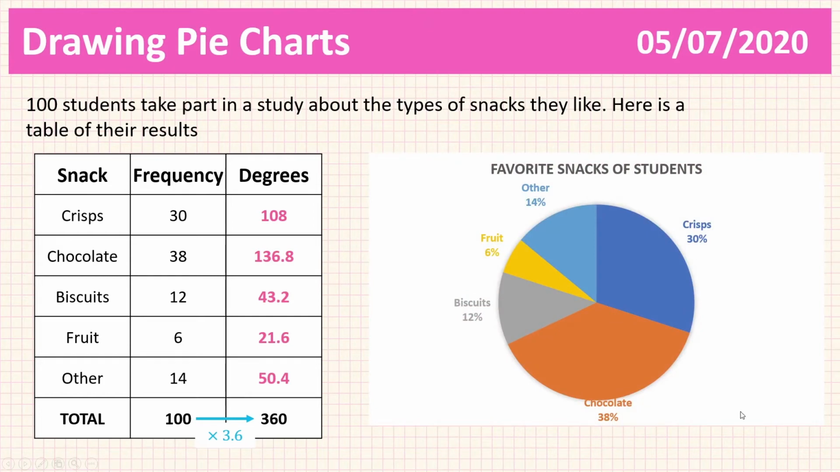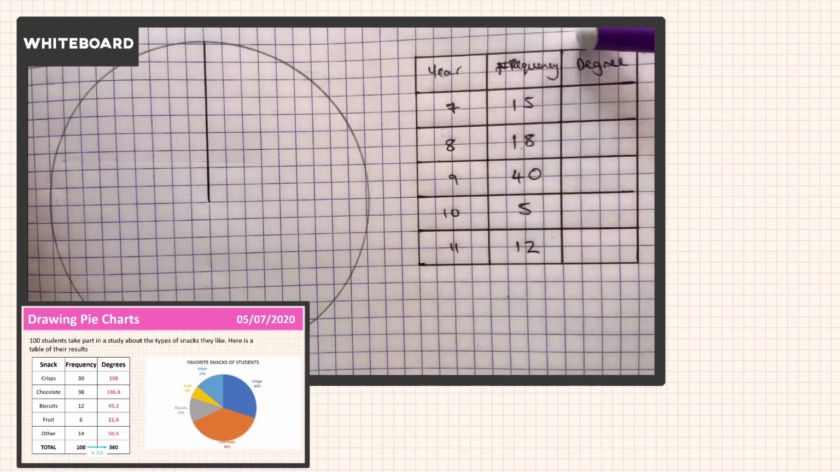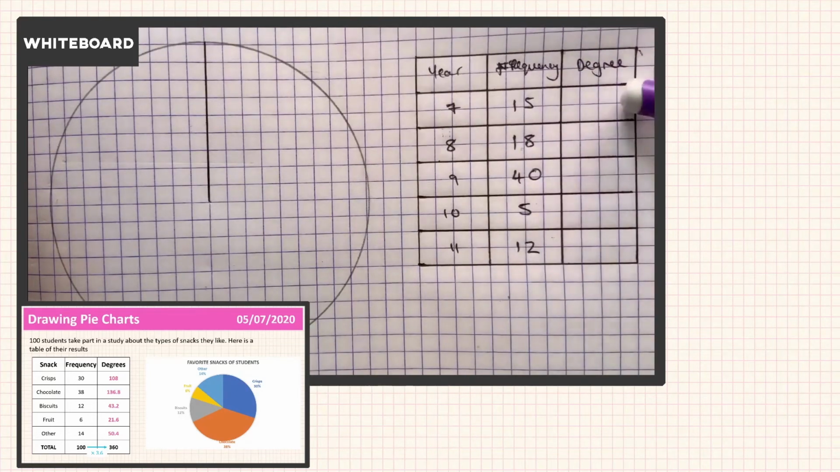Okay, so before we finish off, we're going to put all of our skills together. So being able to find the degrees, and then we're going to use that information to actually plot a proper pie chart. So let's have a look at our whiteboard. So here it is. Here's our whiteboard, and this is some year groups and then the frequency of people in the year group. So it might be the people who bought pizzas on a Thursday. So this is the year groups here. And then we've got the frequencies here, and we're trying to work out the degrees.